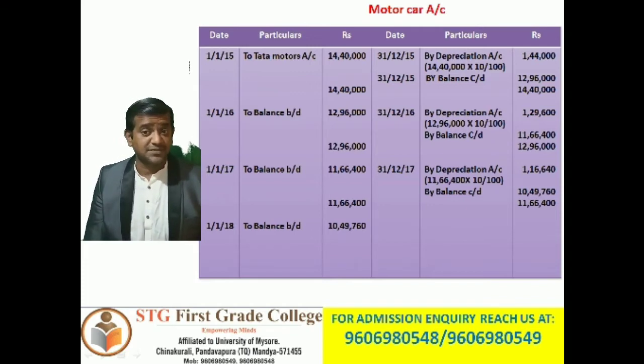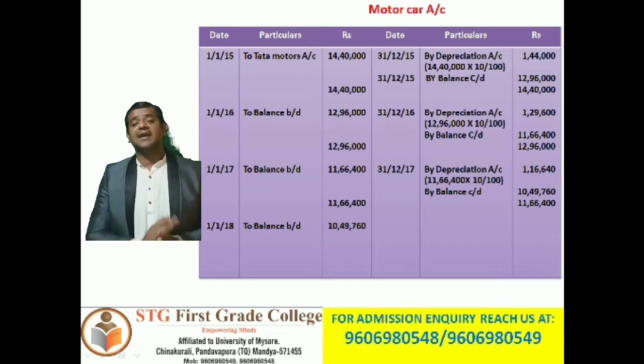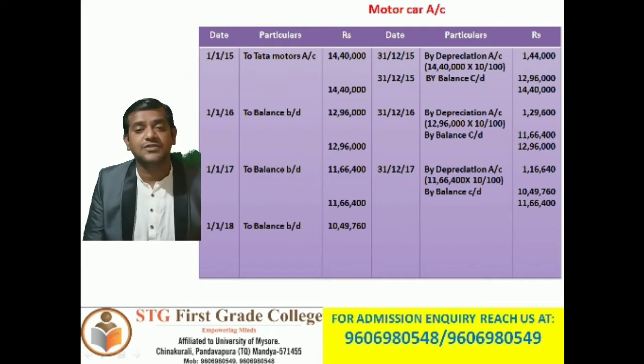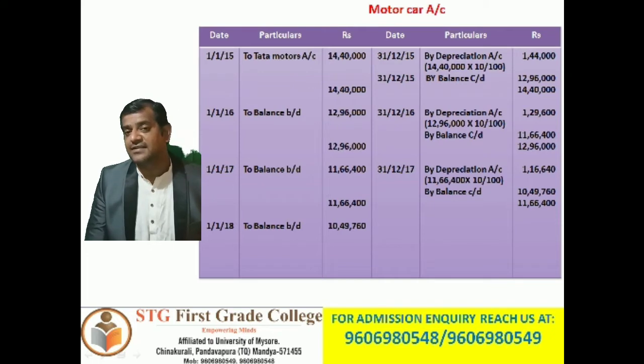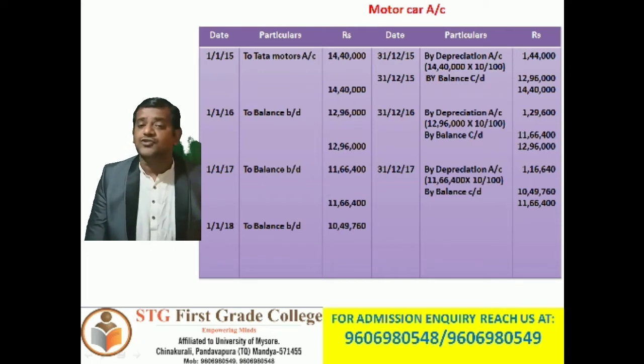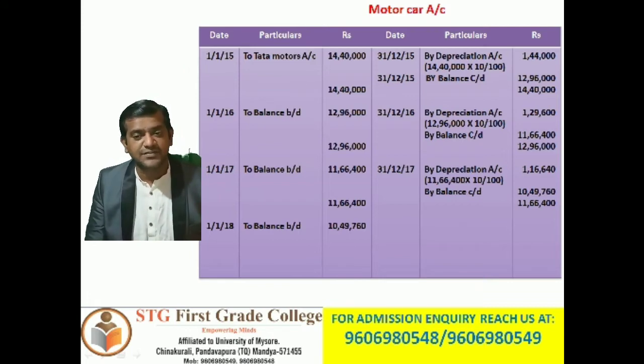11,66,400 on 31st/12/2017 by depreciation account. Open the bracket and write 11,66,400 into 10 divided by 100. So which exactly is 1,16,640. So that is 1,16,640. So on the same closing date, 31st/12/2017, by balance carried down.